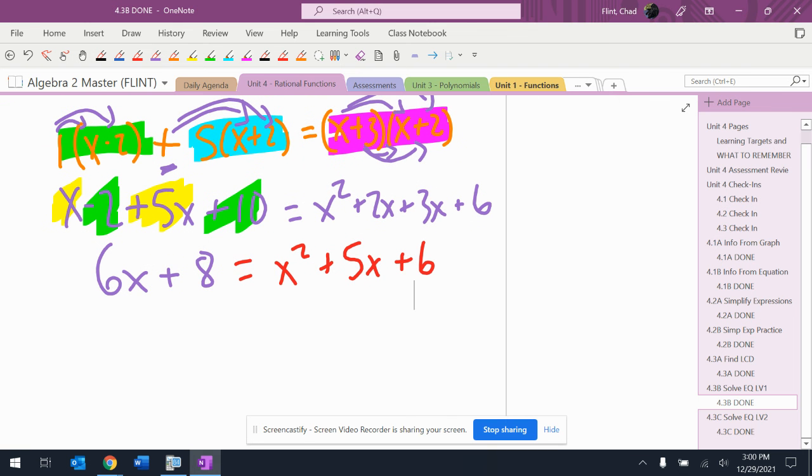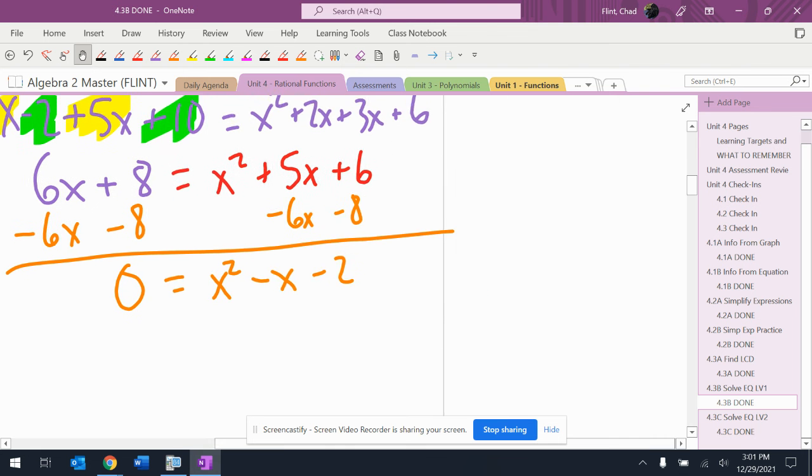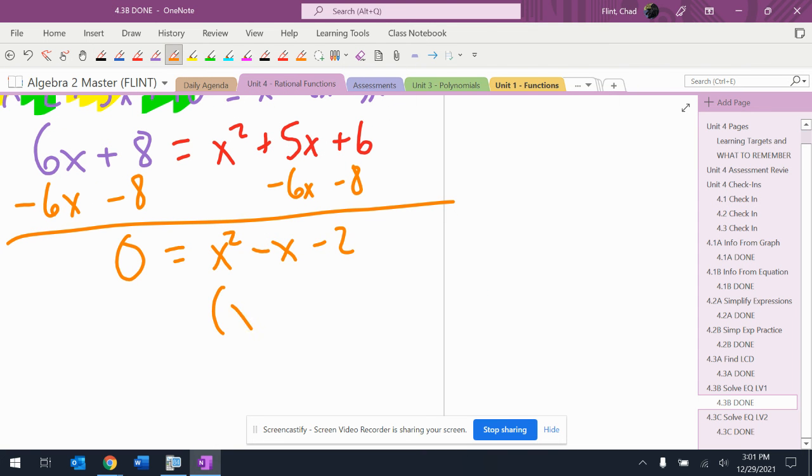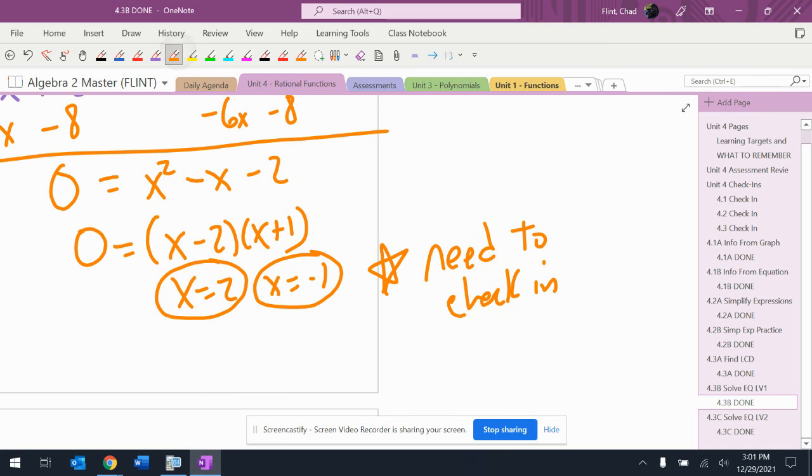Now, I've got an x squared in here. If I didn't have the x squared, I could just move things around and solve it like normal. But when I have the x squared, I have to get it equal to 0 so that I can factor it. So 0 equals x squared minus x minus 2. All right, so get it equal to 0 and then factor it, which is going to give me this. All right, and then that's going to give me x equals 2, x equals negative 1 as my two potential solutions. I'll write down need to check in denominators.